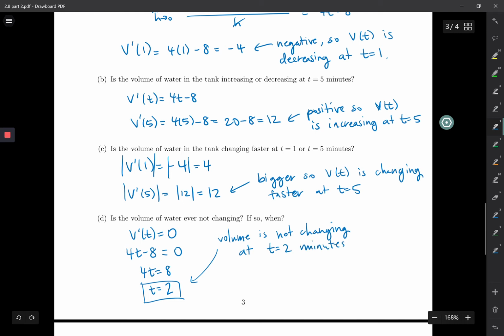If it seems a little weird to you to say that the volume is not changing at a particular moment, I think it makes more sense in the context of, say, the velocity of a train. Oh god, am I going to try to draw a train? I guess so. Okay. I don't know, they have a chimney. I don't know what trains look like.